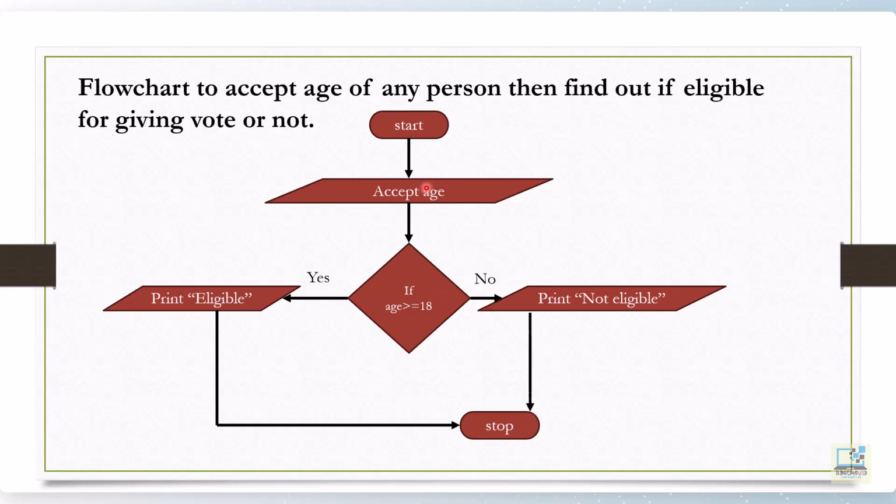And suppose the age which is entered is less than 18, then it will go towards no, and it will print not eligible on the screen, and then it will stop. So this is the general flow of conditional flowcharts.